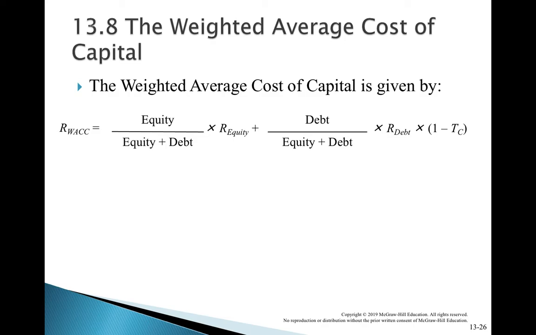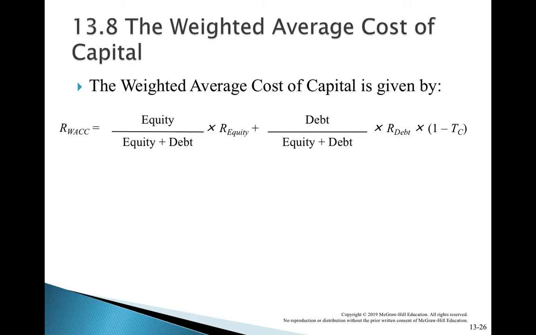So again the formula: weight of equity multiplied by cost of equity. For cost of equity, there is no post or pre, it's all the same. So weight of equity multiplied by cost of equity plus weight of debt multiplied by cost of debt multiplied by 1 minus tax. Here the question is how we calculate the weight of equity. Very simple: the market value of equity divided by equity plus debt.